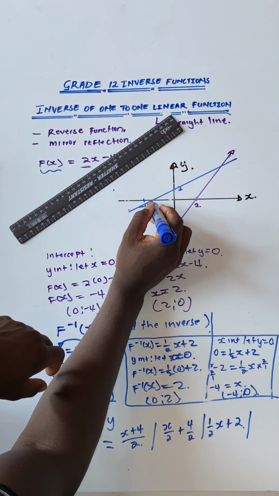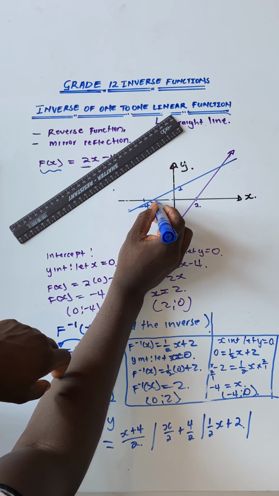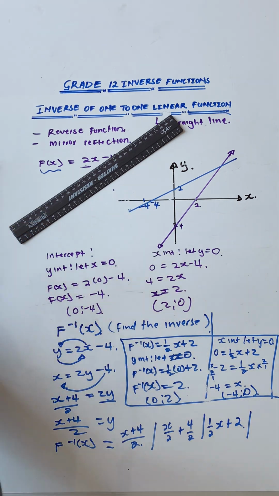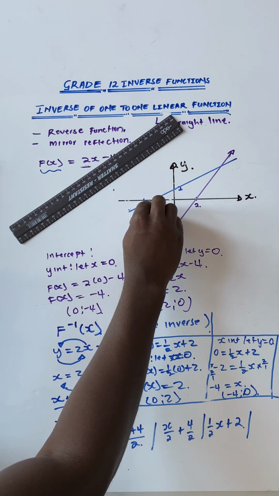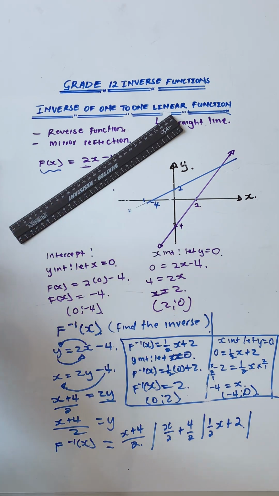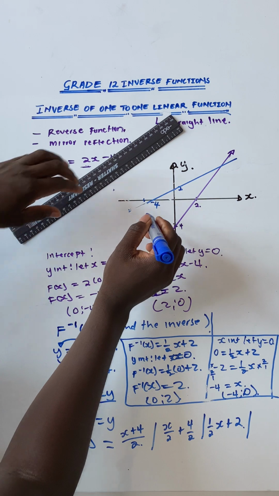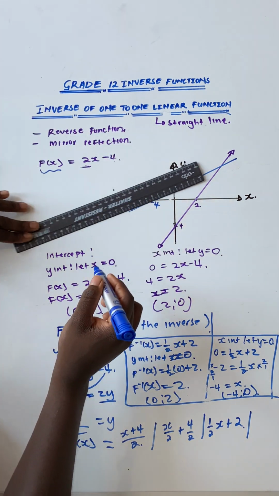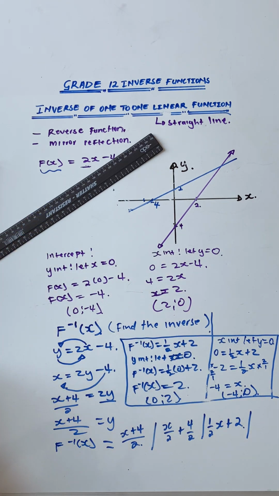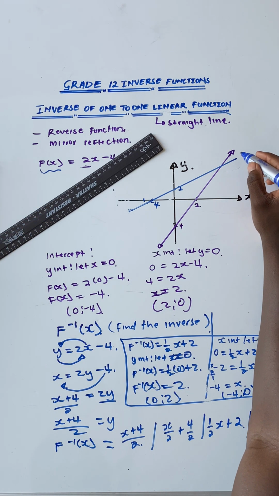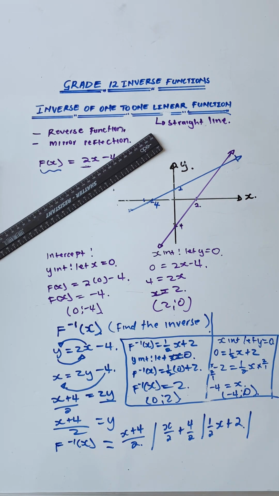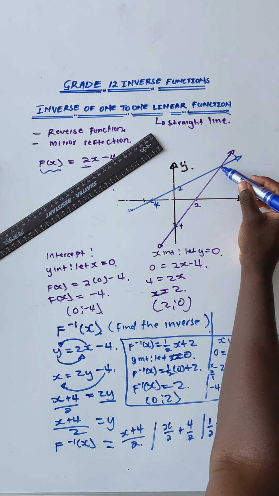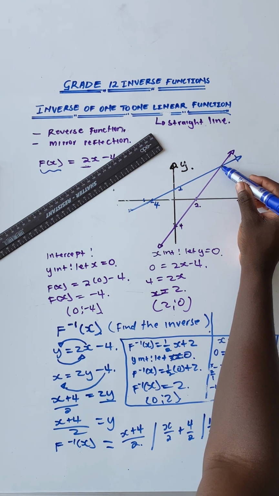So let me make this my negative 4 here so that it's kind of neat. Okay, so that's our negative 4 there. Perfect. Okay, right. So do you see that at some point these graphs will meet here, or they will cross each other at this point here?